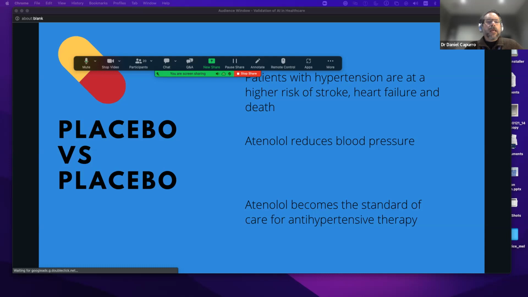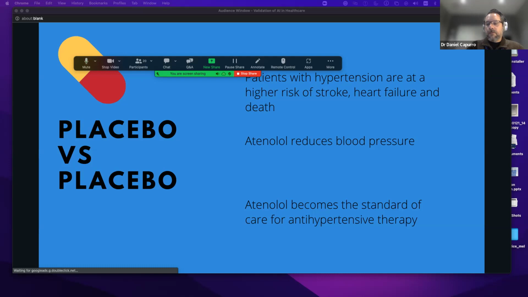And again, somebody then did a huge randomized trial, and it found that atenolol was no better than placebo at reducing these events. So that's why I named it placebo versus placebo, because we were running a trial where the drug was no better than placebo.